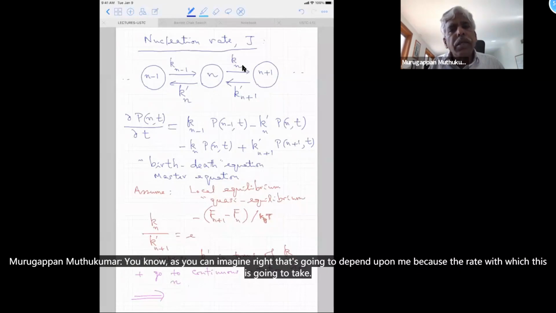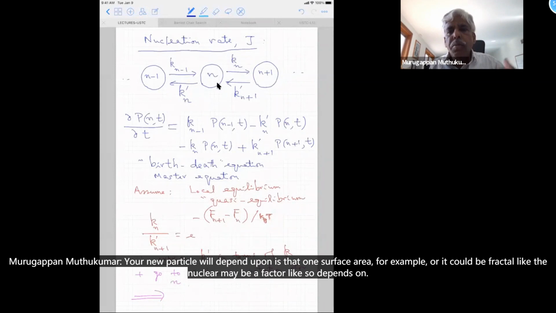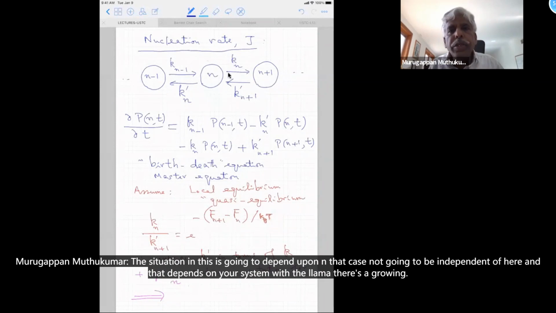As you can imagine, that's going to depend upon n, because the rate with which this is going to take a new particle will depend upon its own surface area, for example, or the nuclei may be fractal-like. So it depends upon your situation. This k is not going to be independent of n, and that depends upon your system.